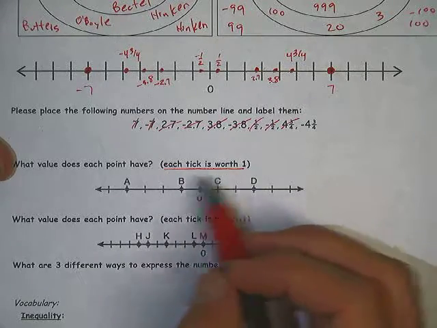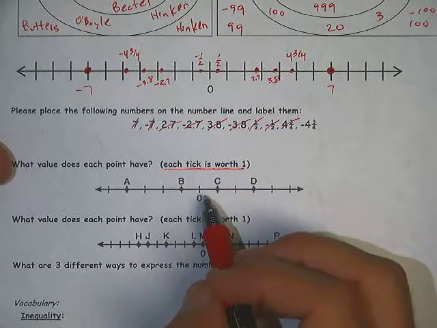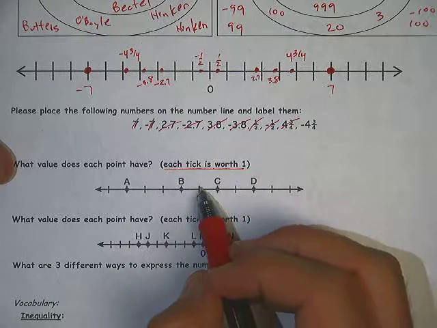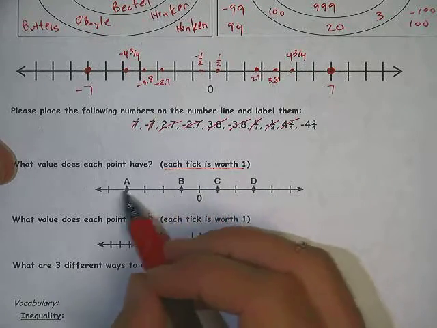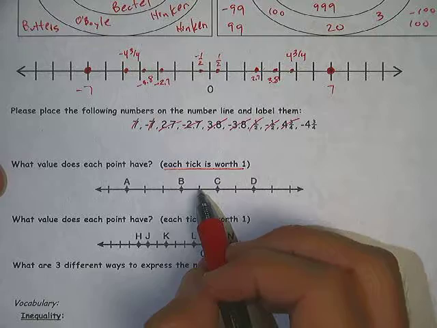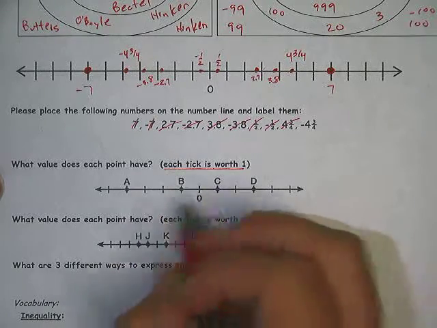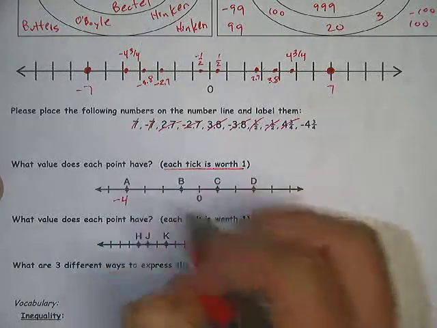All right. What value does each point have? So we're going to count from 0. We're going to assume that each tick is worth 1. You can make these worth whatever you want, so you need to be careful. There should be a key, and you can see. If there's no key, it's usually safe to assume, though, that the ticks are 1.